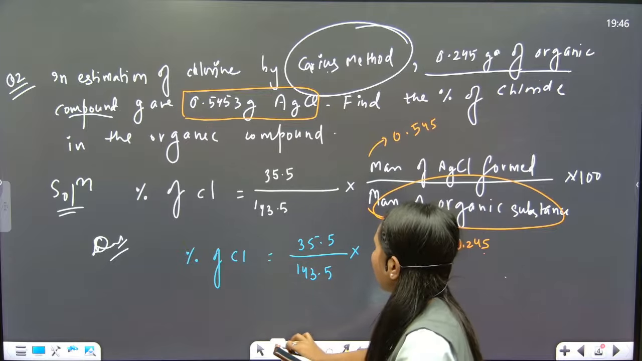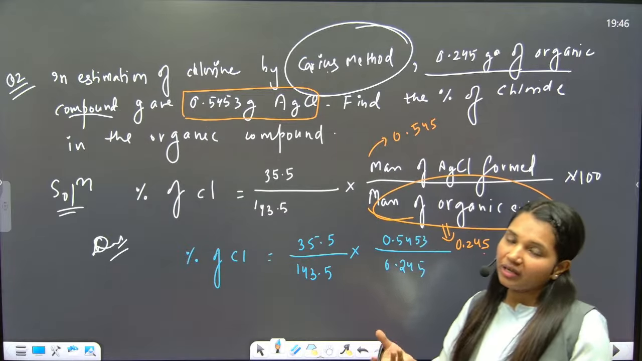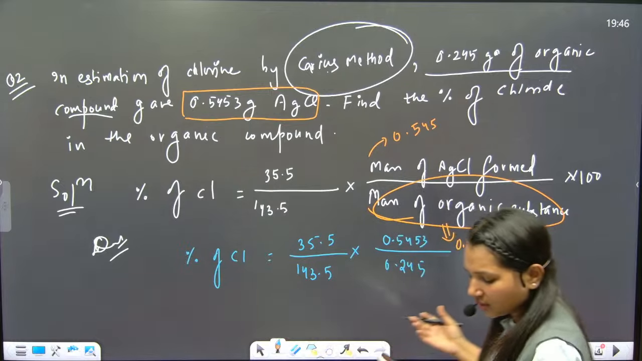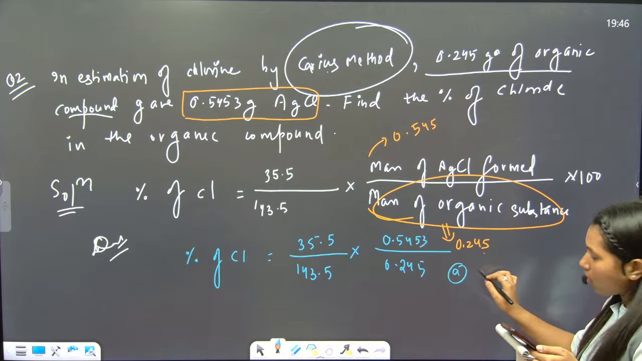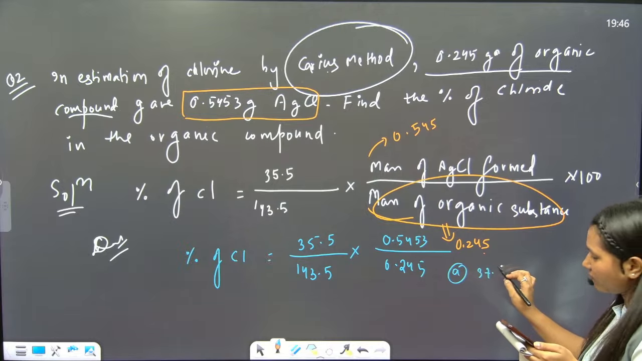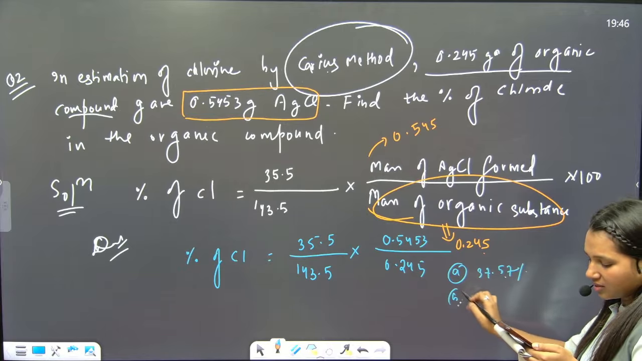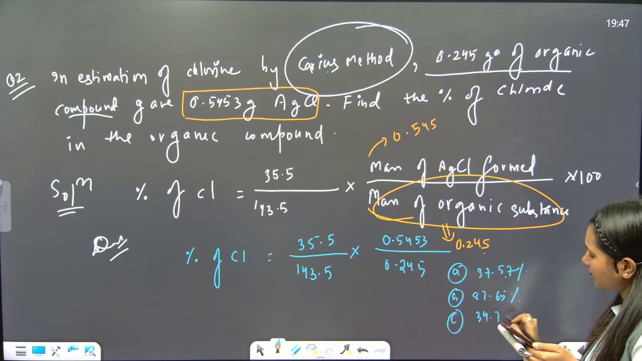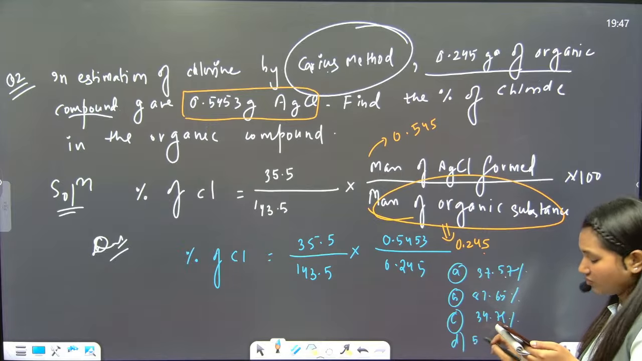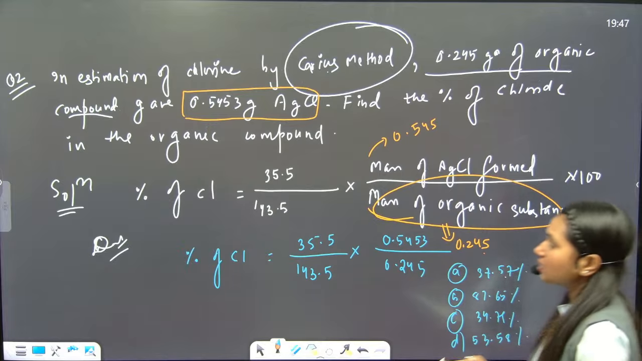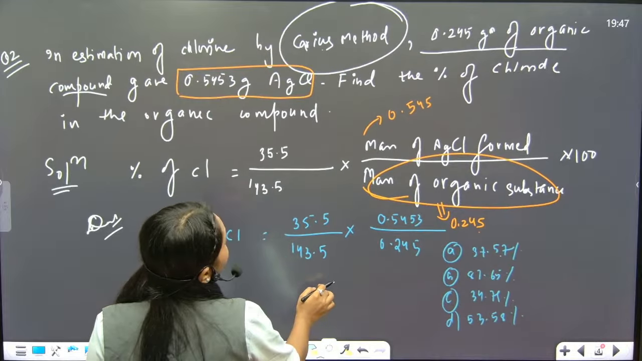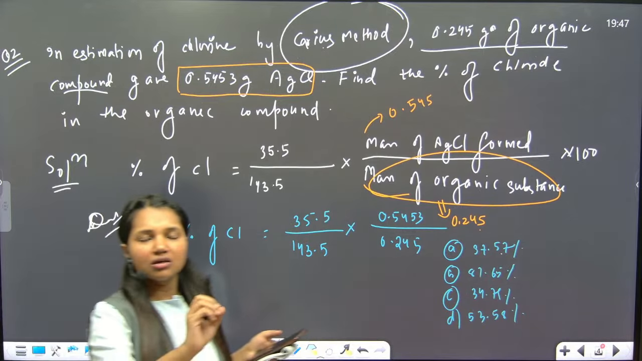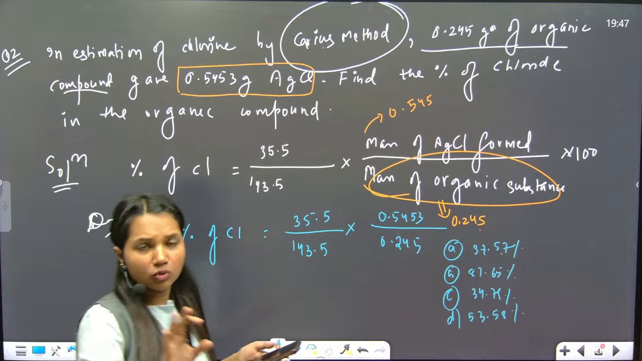So if you have the options, then you can choose the nearest one. You do not need to solve it completely. The options are 37.57, 87.65, 34.79, and the last one is 53.58%. As you can see, there is a large difference in the options, correct? So no need to do the exact calculation. You can do approximation also to save your time.